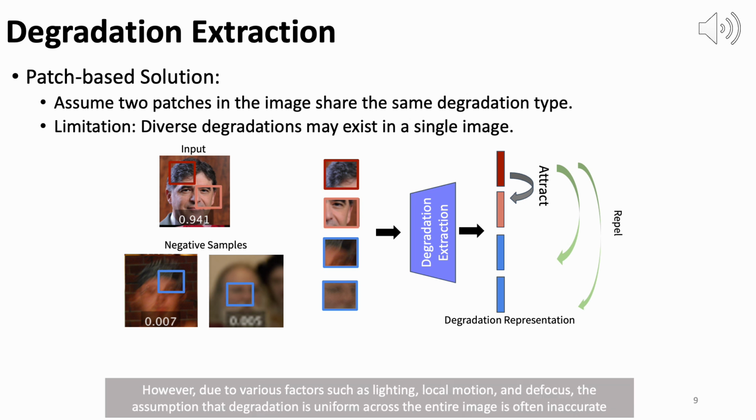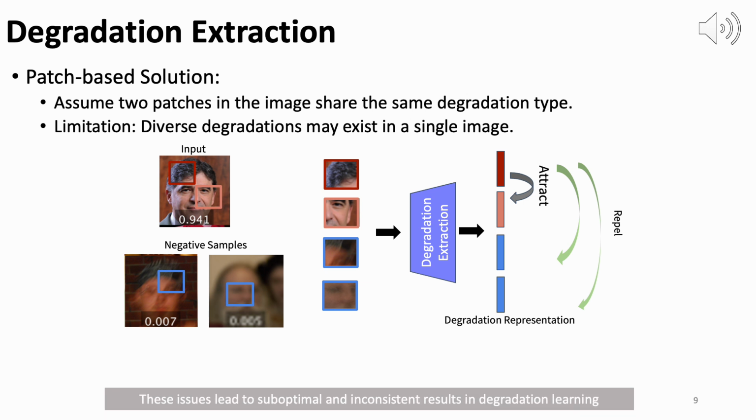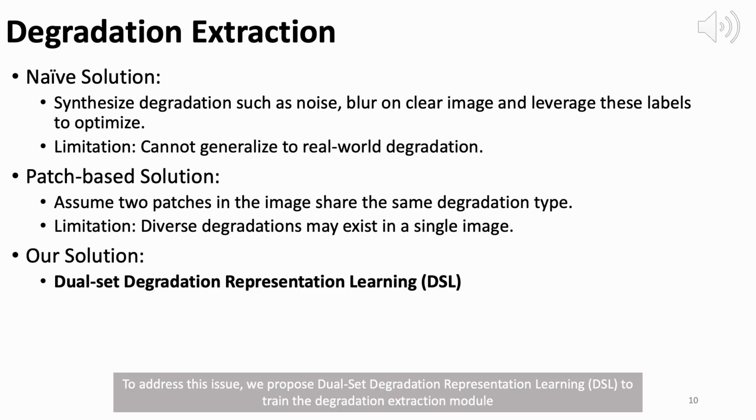However, due to various factors such as lighting, local motion, and defocus, the assumption that degradation is uniform across the entire image is often inaccurate. Furthermore, in real-world scenarios, like a moving face against a static background, only certain patches may experience motion blur. These issues lead to suboptimal and inconsistent results in degradation learning. To address this issue, we propose dual-set degradation representation learning to train the degradation extraction module.